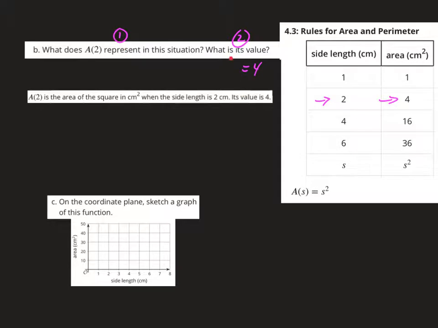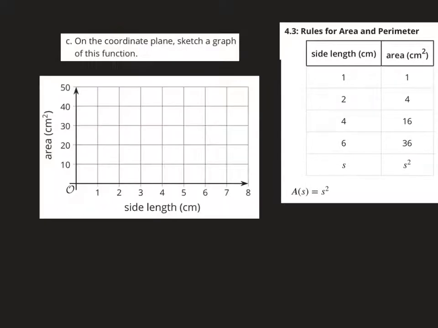Remember, this was a two-part question. Last part is they would like for us to, on a coordinate plane, sketch a graph of the function. So they want us to sketch in these values. Now remember, this is my x and this is my y. All right, so we plot the coordinates as we see them.